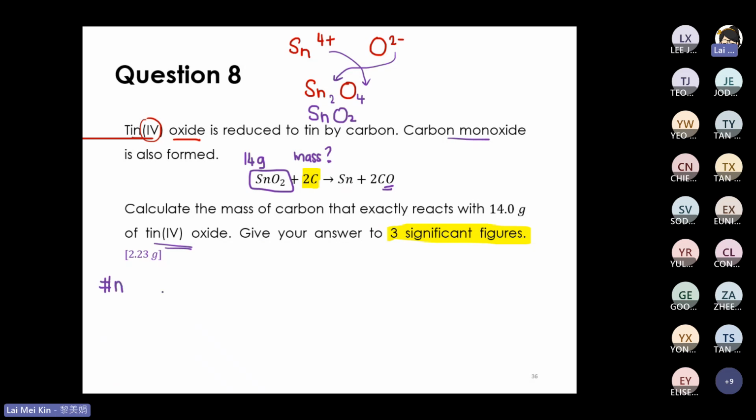So first, what do you calculate? Number of mole. Whenever you have the mass and you know the chemical formula, you calculate number of mole. Number of mole is mass over molar mass. Can somebody give me the molar mass? Anyone?